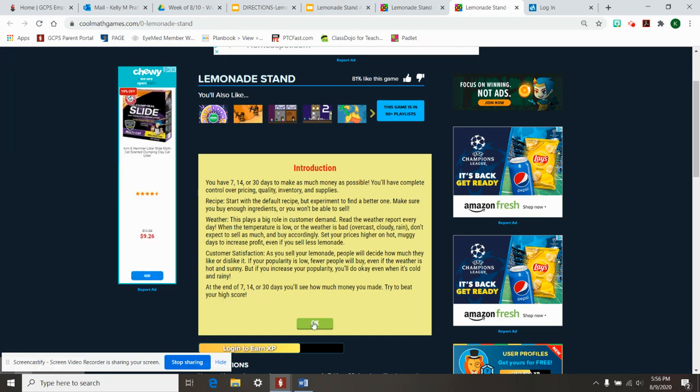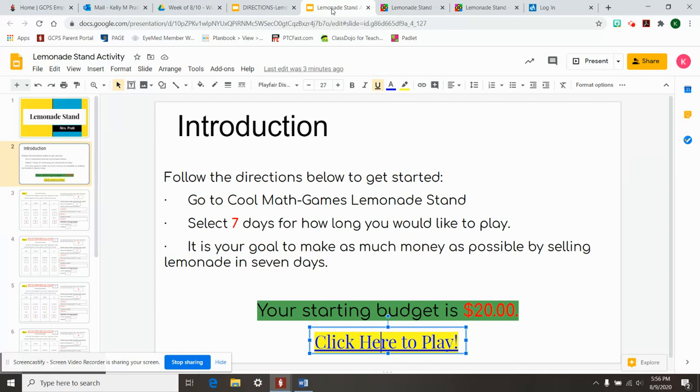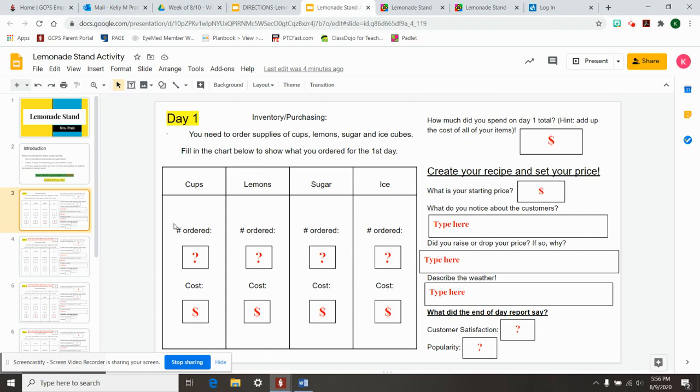All right, so before we go on, I want you to remember that we're going to be going back and forth between this game and our slides. So now that we've already gone ahead and pressed the button, we know we're starting with $20 and we know we're going to click on 7 days. Let's look at our next slide to get an idea of where we're going to go from there.